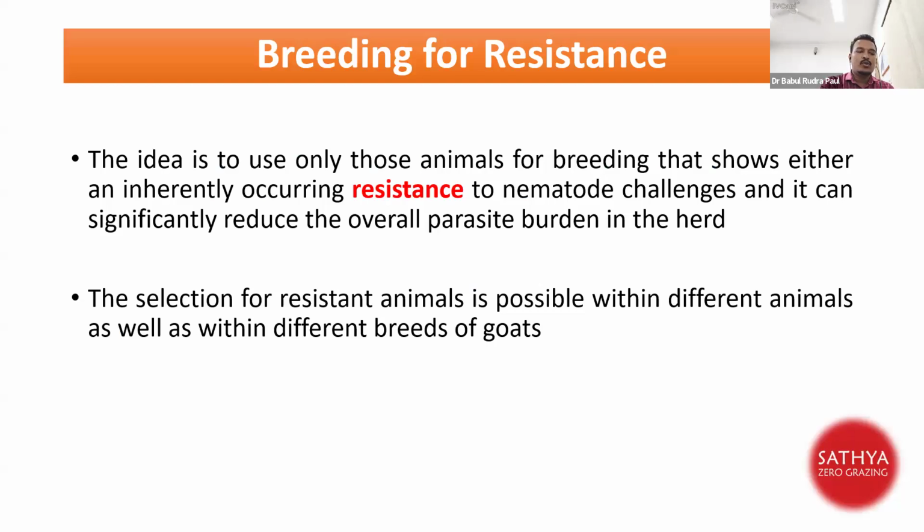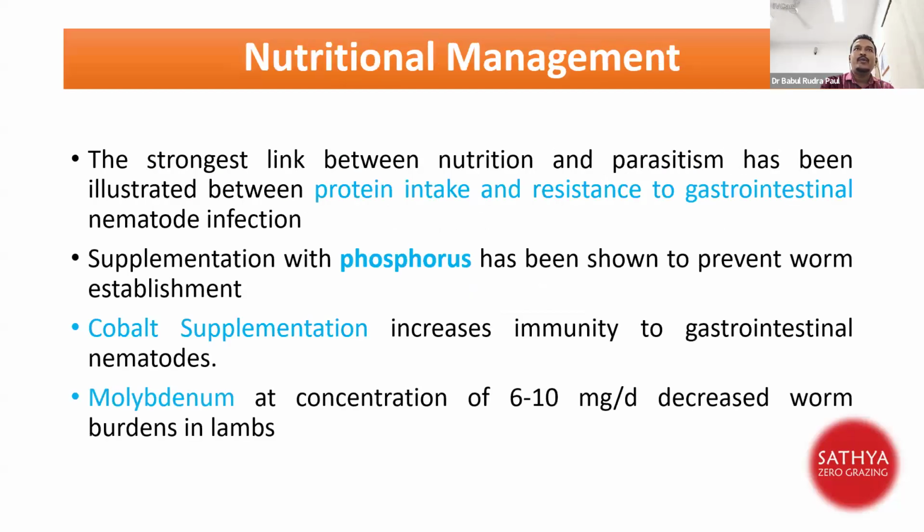and propagate those genes. In nutritional management, the literature found that if there is a proper protein balance in the diet, there is a chance of resistance to gastrointestinal infection. That means with a balanced protein diet, parasite infection is very low. It is also related to phosphorus and cobalt supplements, which increase gastrointestinal immunity against gastrointestinal parasites, as well as molybdenum, which decreases the parasite burden in sheep and goat.